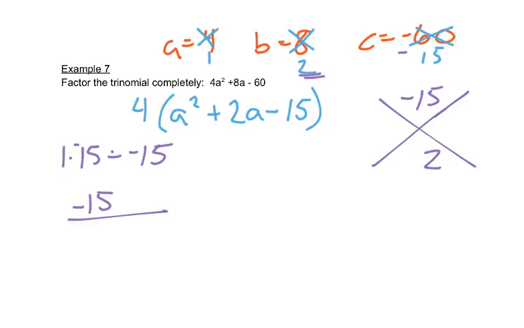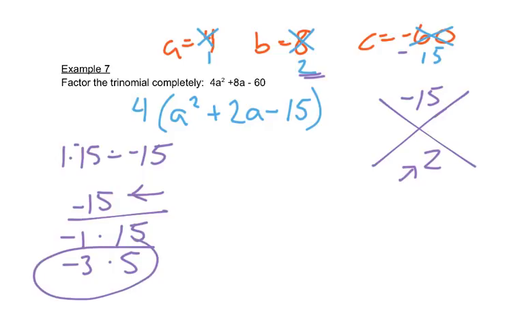So I list my factors of negative 15, that's 1 and 15, 2 doesn't work, 3 and 5, 4 doesn't work, and 5 is already there. Now I want to multiply to get a negative number, but I'm trying to add to get a positive number, so I want my bigger number to be positive, so I'll put the negatives on the smaller numbers. And this pair right here gives me my working pair.